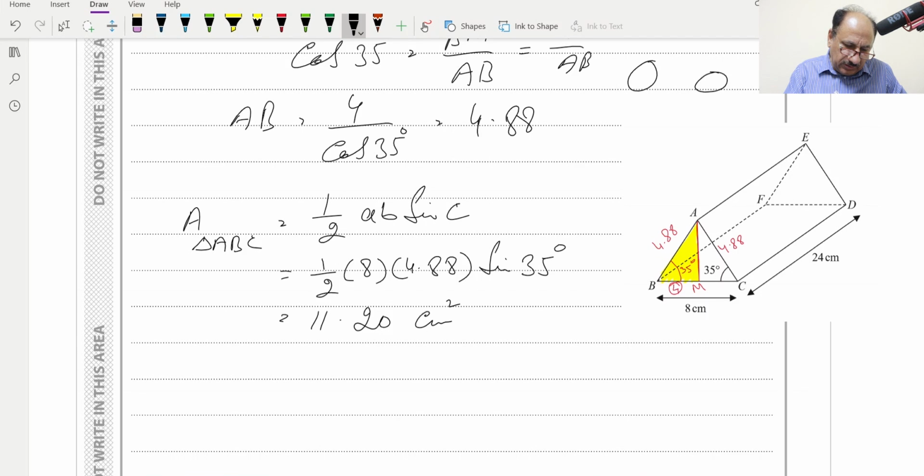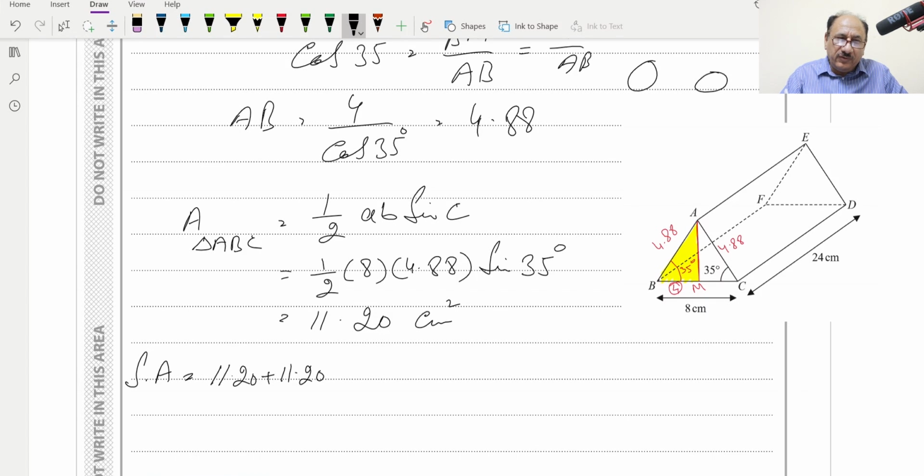Now surface area will be equal to what? One will be triangle ABC and the opposite triangle will be EFD, which will be having the same area. So we write 11.20 plus 11.20. This will be the area.